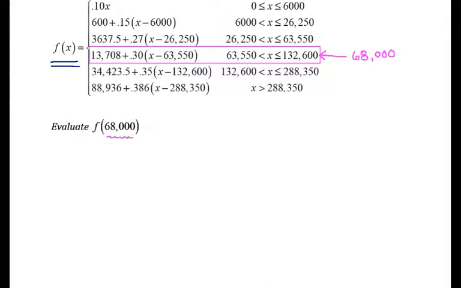Once I've figured out what formula to apply, the way in which I apply it is the same as it would be if this weren't piecewise. I have a formula, I have a value of x, I'm going to just plug it in. So that's 13,708 plus 30% of, for my x, I'll go ahead and switch colors to that 68,000. And then back to black for the formula itself, minus 63,550. So this is something we want to calculate on a calculator.